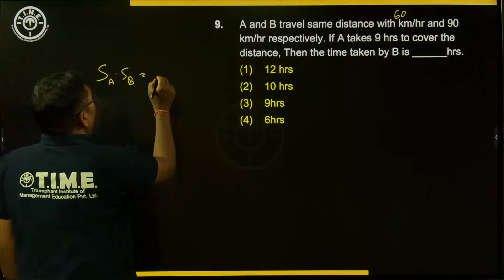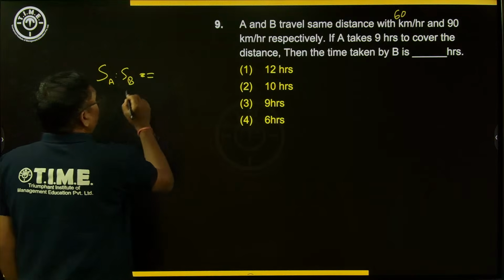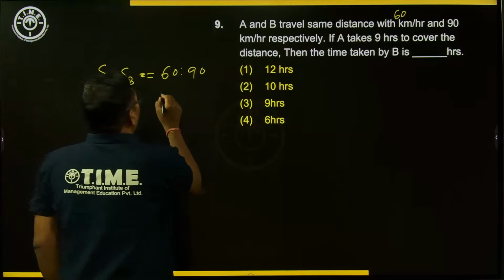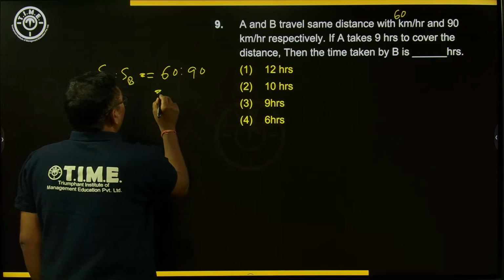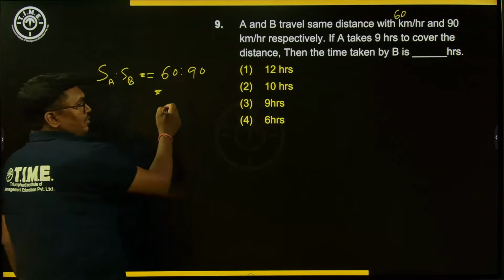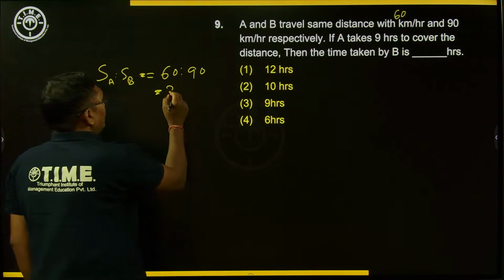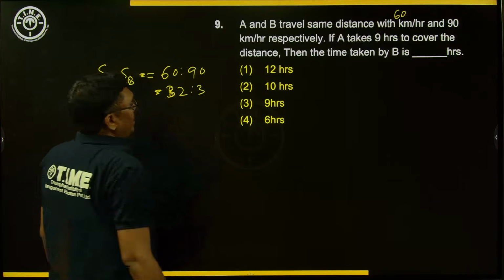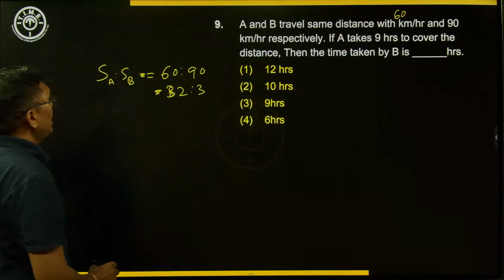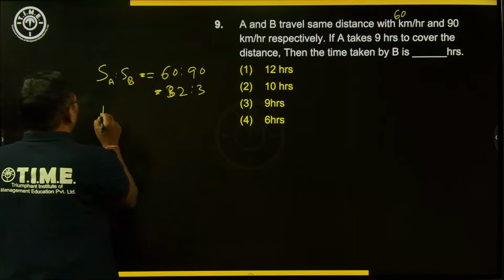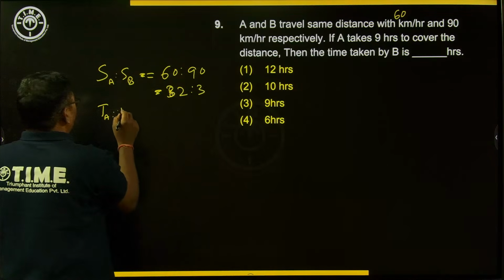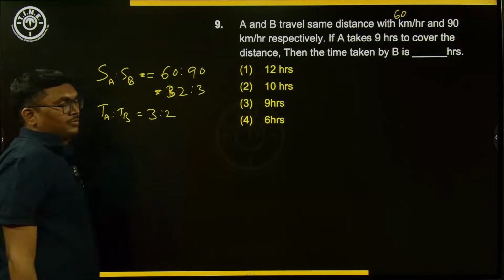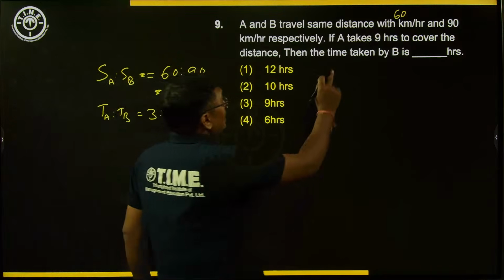That is 60 is to 90. So the zeros get cancelled. 2 3 times, 3 2 times and 3 3 times. So what is the time taken ratio? The time taken ratio is 3 is to 2. That means A takes 9 hours.